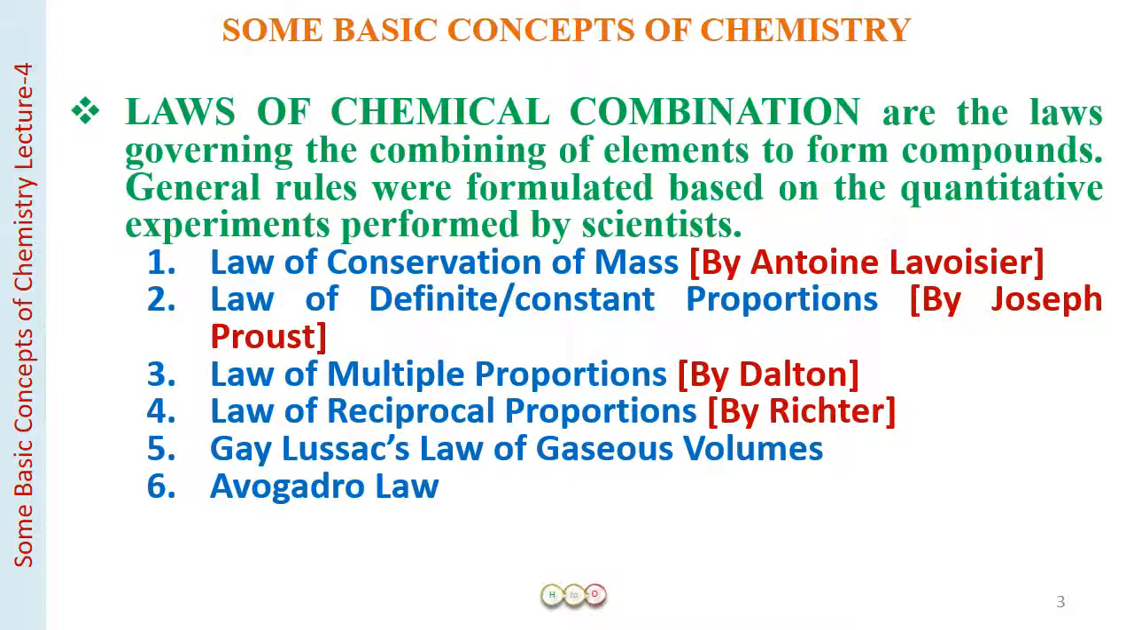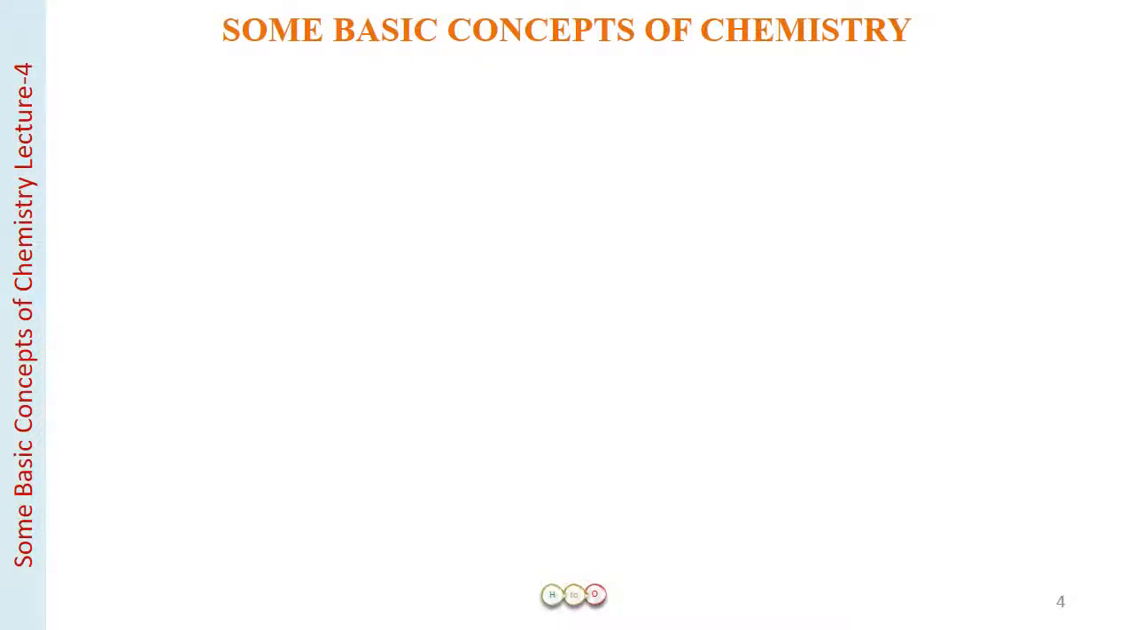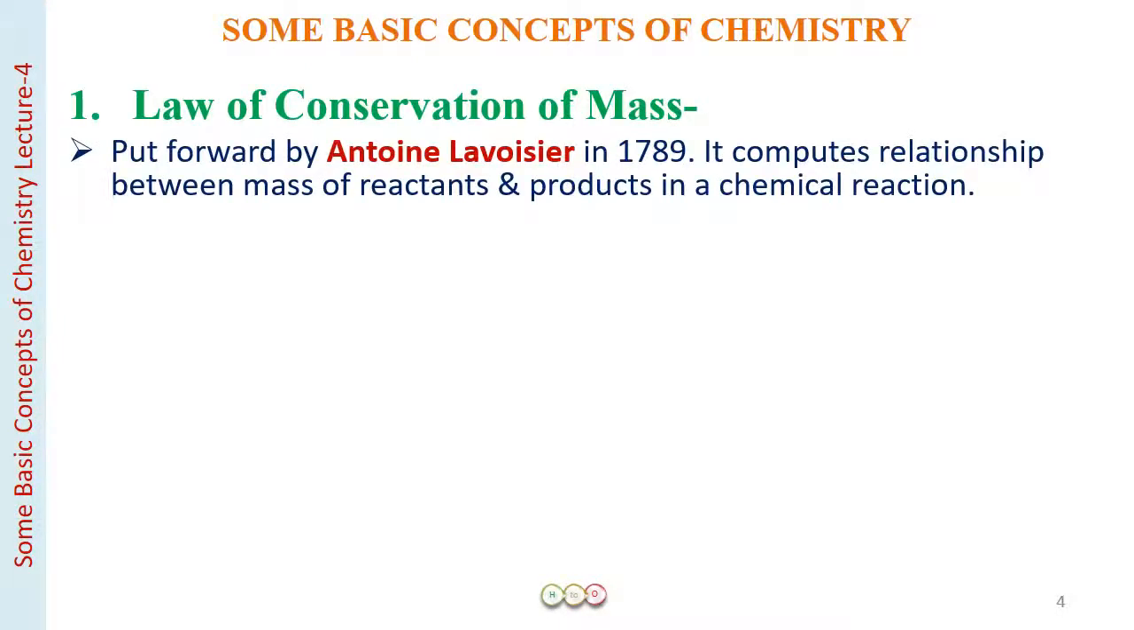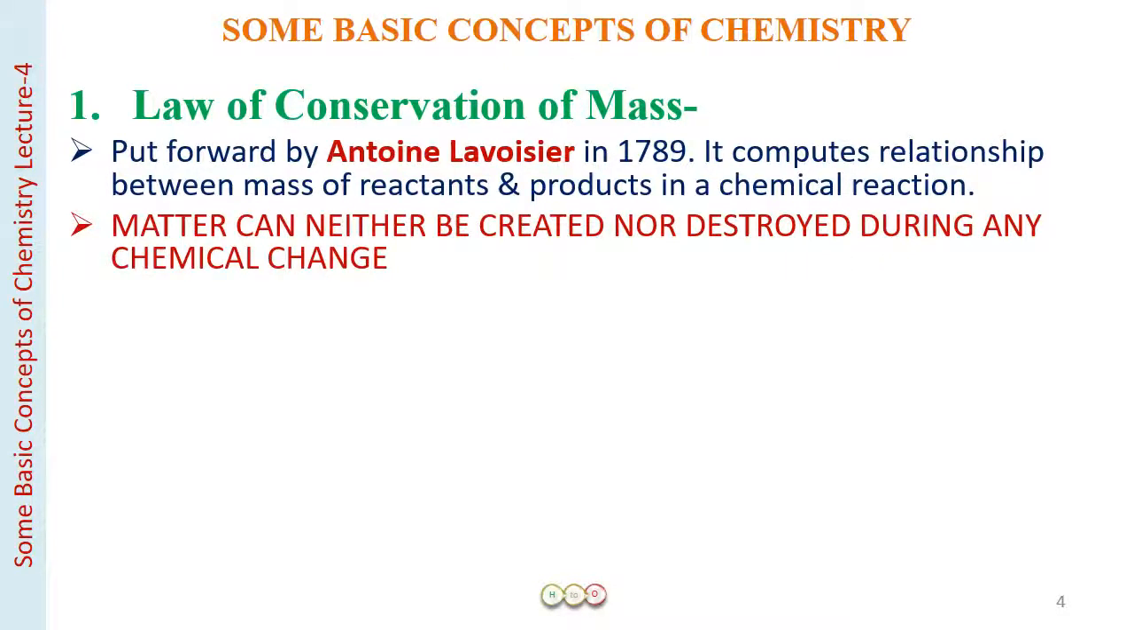Now in this lecture, we would be discussing the first 4 laws, and the next 2 we would be discussing in the next lecture. So the first law we have is the law of conservation of mass, given by Antoine Lavoisier in the year 1789. This describes the relationship between the mass of the reactants and the products in a chemical reaction. This law states that matter can neither be created nor destroyed during any chemical change.